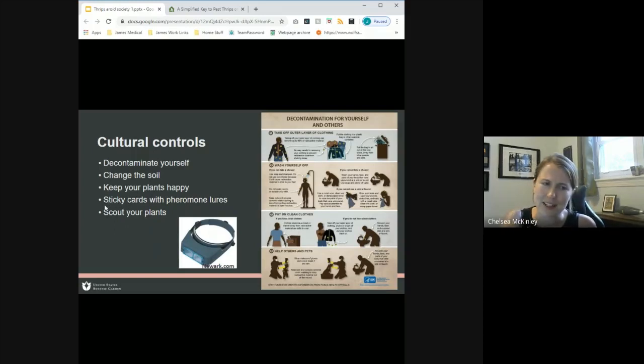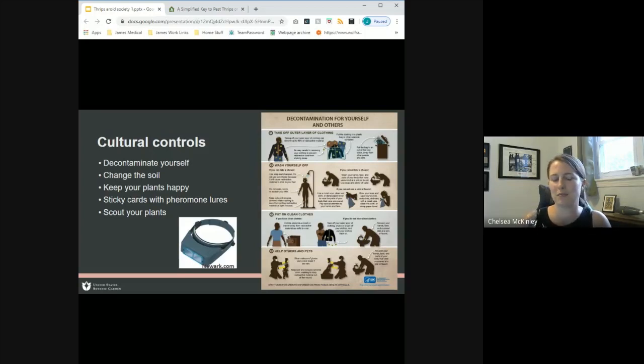I just kind of threw this in here: sticky cards with pheromone lures. This is something that we do use in greenhouses. I don't really know of any indoor gardening folks or home growers that use sticky cards, but there's no reason why you can't. These are things you can get from a lot of different companies. And if you throw a pheromone lure on there with a sticky card, that will severely attract any thrips that might be in the general vicinity.